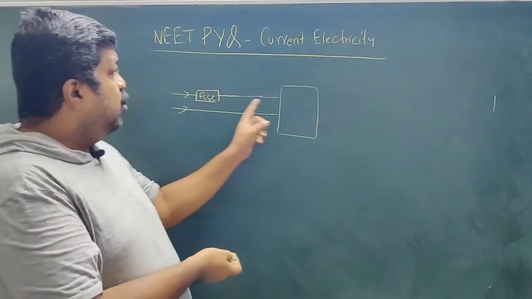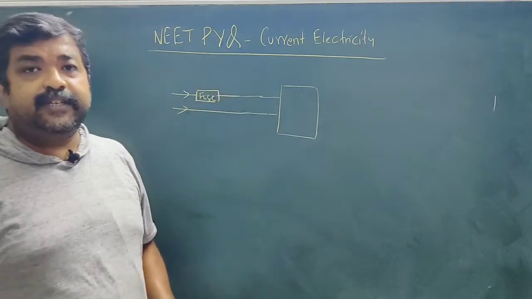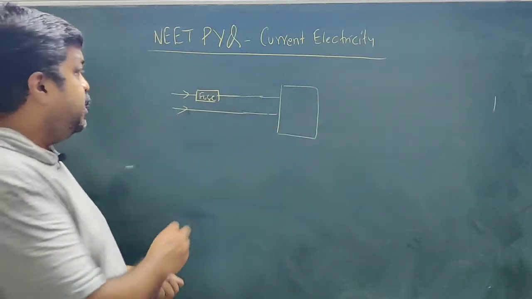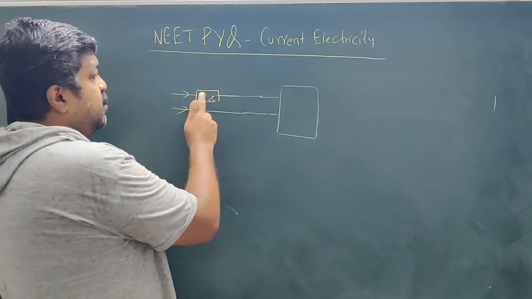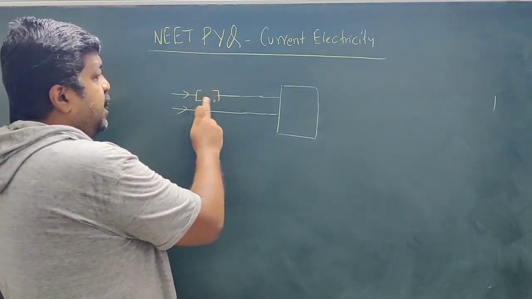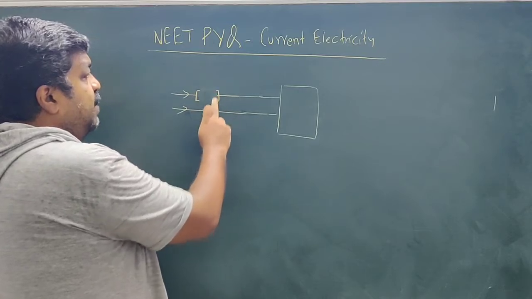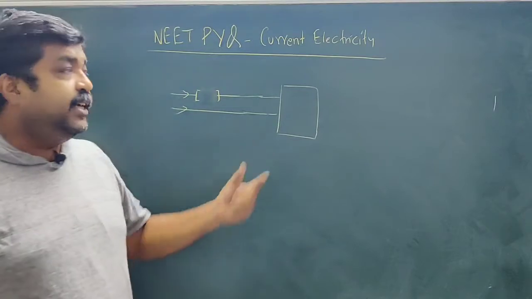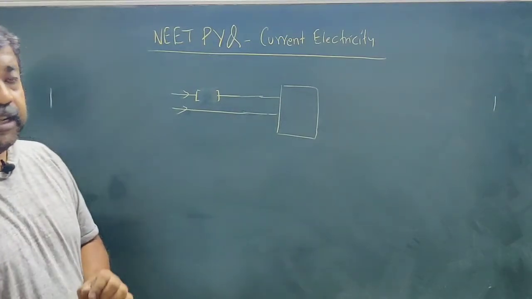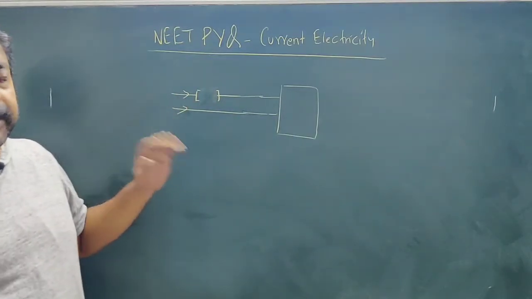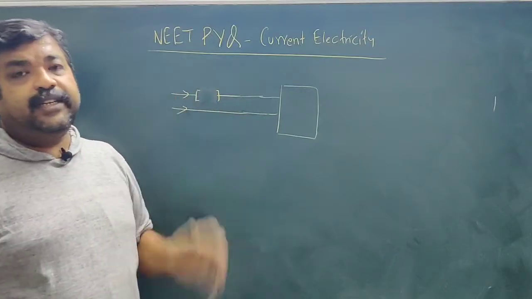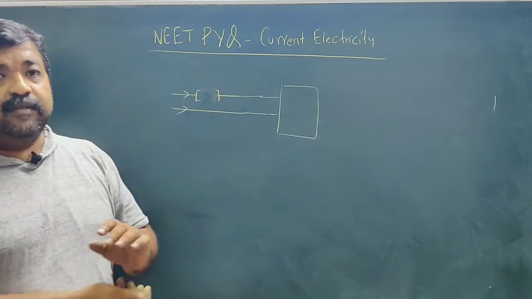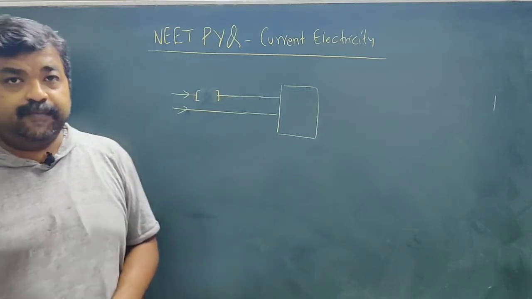So this fuse is always connected in series with the device, so that if high voltage comes, this fuse will break and this circuit will behave like an open circuit, and this high current will not flow to the device and the device will be protected. So in a household circuit, the fuse is always connected in series, so that it is able to protect the device from high voltage current.